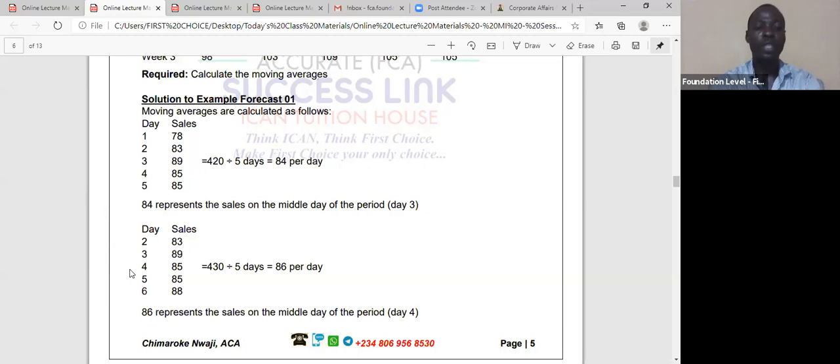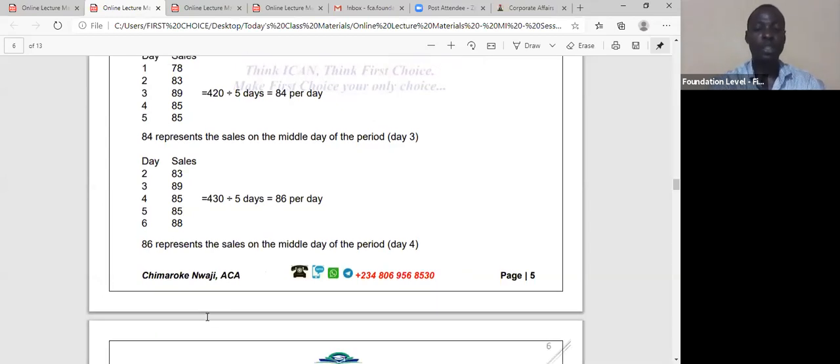And how do we know it's in day 4? We know that this one was day 3, so you move it 1 day. That's day 4. It's in the middle. So this is just to show you how it is being done.